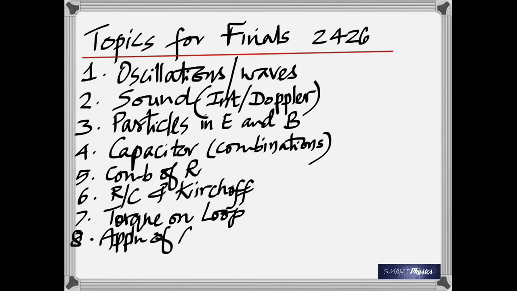Applications of Ampere's law. This will be a derivation where you have to find the magnetic field due to a straight conductor, due to a loop, you remember that? Due to a loop and a solenoid, or a toroid. There are 4. Applications of Ampere's law. Field due to a straight conductor, field due to a coil, a solenoid, or a toroid.